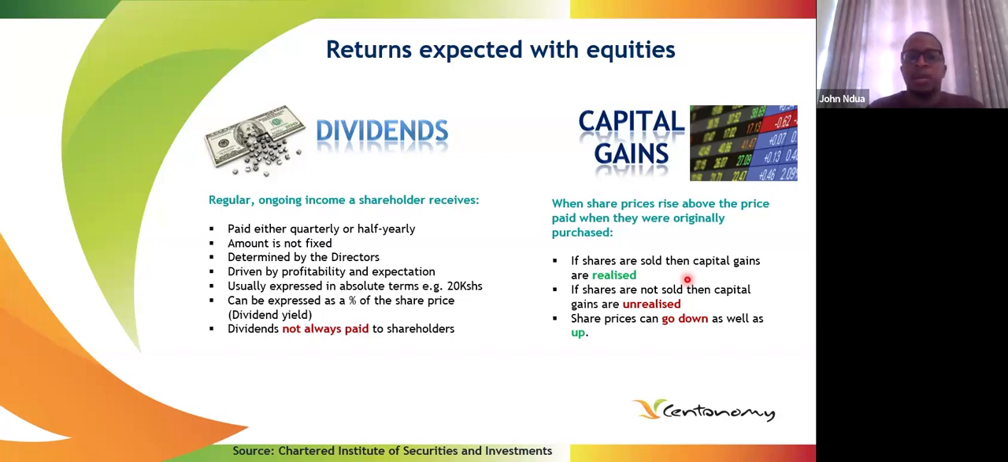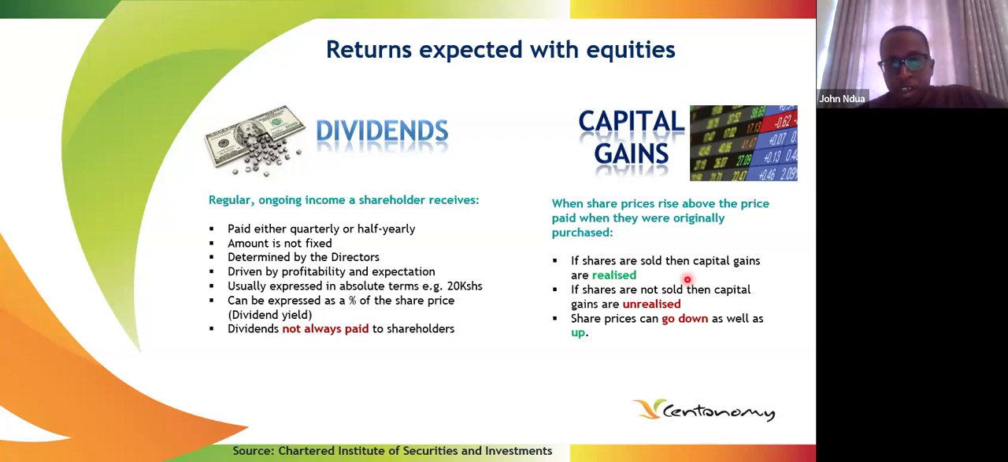In terms of how it's expressed, it can be expressed in absolute terms, like 20 shillings per share, or as a dividend yield, like 10% of the share price. That's just an expression of how much they're going to pay. And they are not always paid, like I said. The other type of return is called capital gains. And what is this? So basically, capital gains is when the share price rises above the price at which you bought the share at. So if you bought the share at 20 shillings and the price rises to around 30 shillings, that is known as a capital gain.